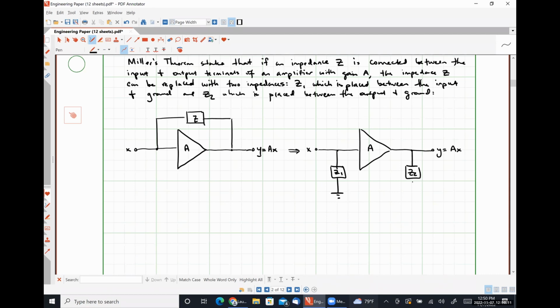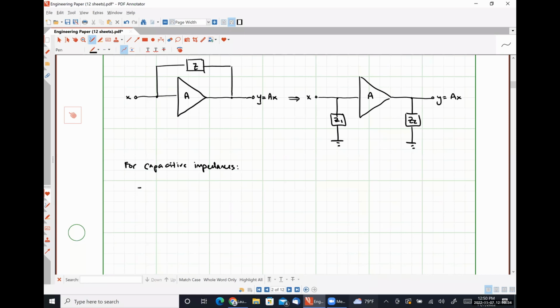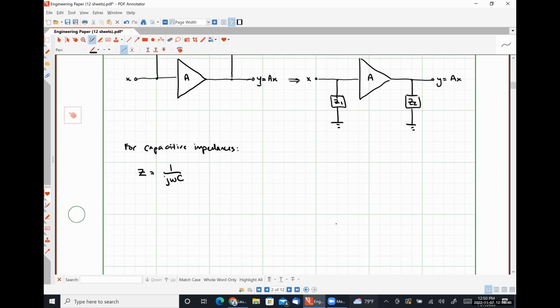Today, we are going to be dealing with feedback capacitance. So for capacitive impedances, we know that the impedance of our capacitor is by definition 1 over j omega C.